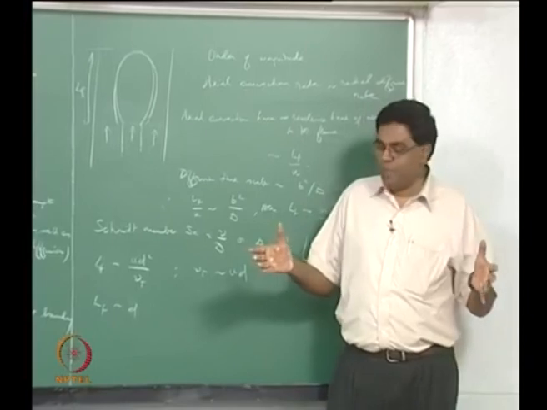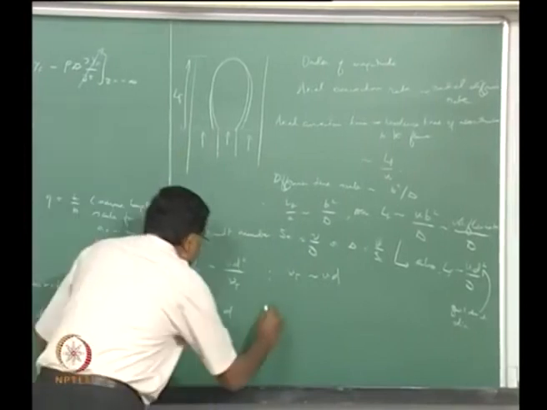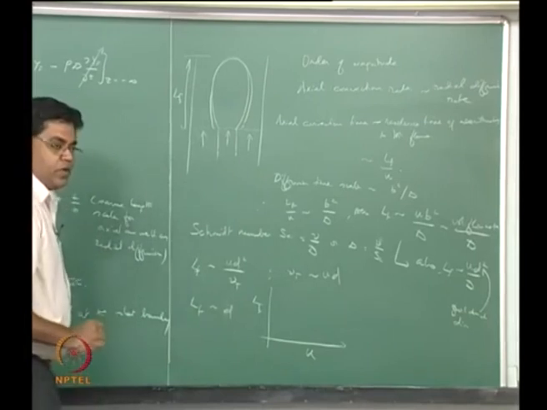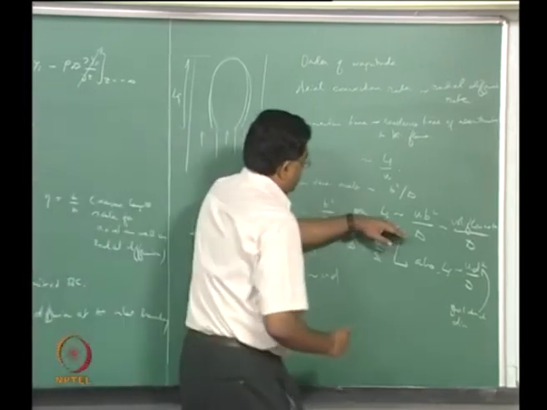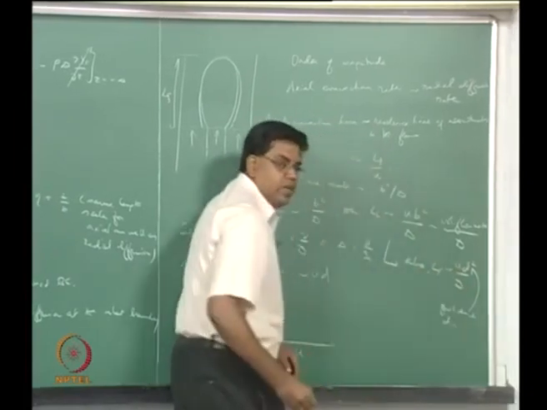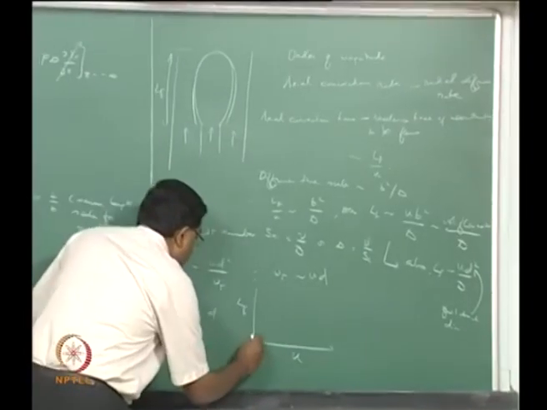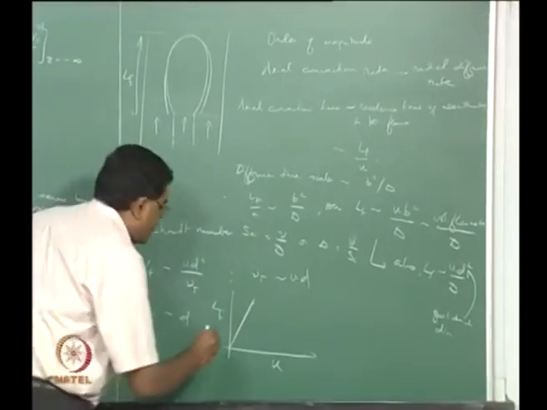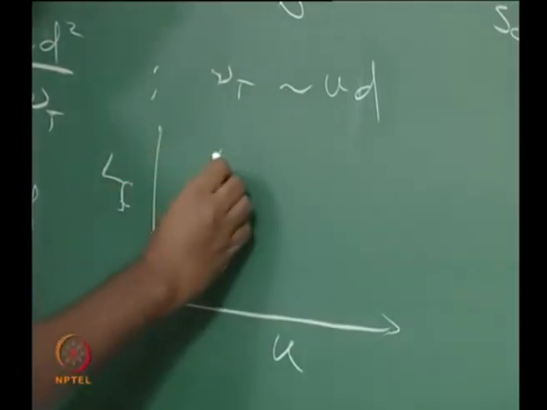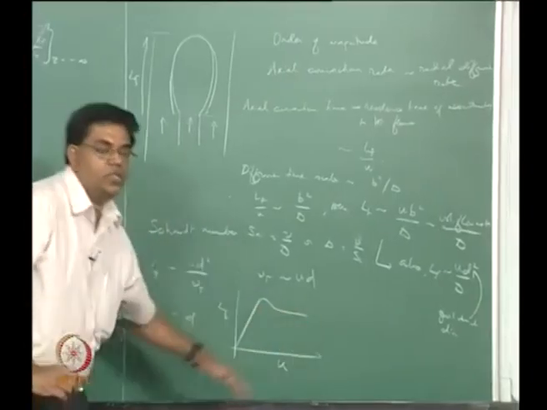So if you look at the data, what you should find, if you plot L_F versus U, is that L_F is proportional to U_B squared by D, or U_D squared by capital D, so this is linearly increasing with U. For small U you get a linear increase, but then you get into a transition region where you transition to turbulent flows, and that makes the flame length ultimately insensitive to U.